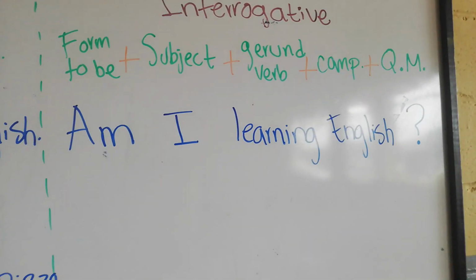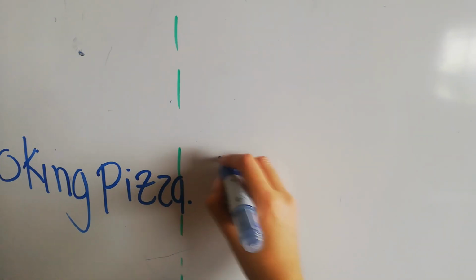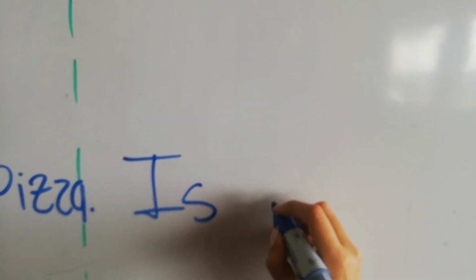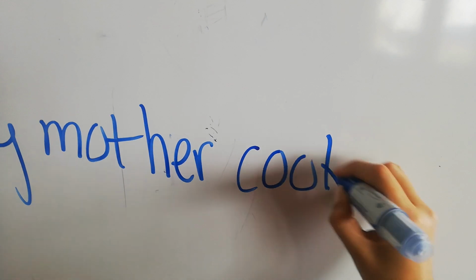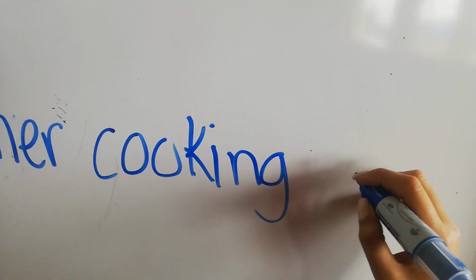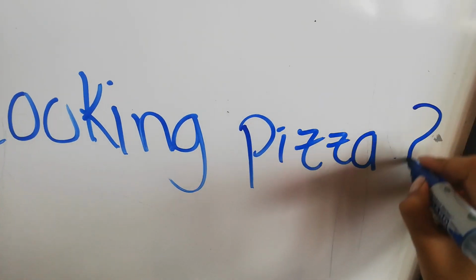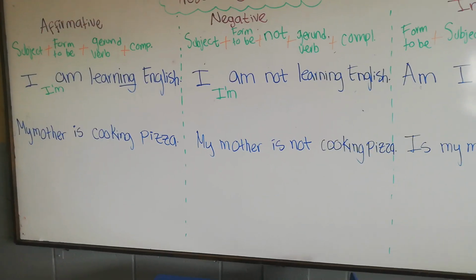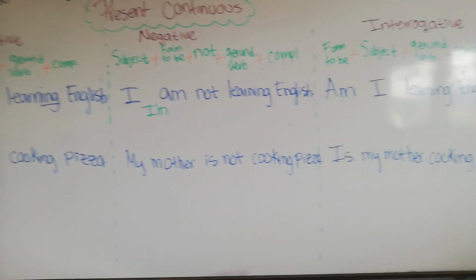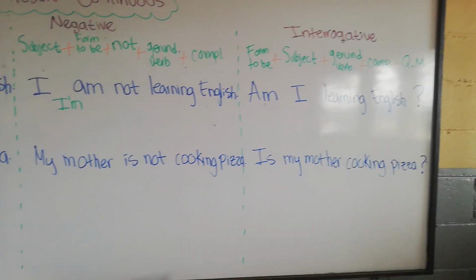Now, let's continue with an interrogative example. I start with the form to be. Is, the subject my mother, the gerund verb cooking, and my complement pizza? It's a question, so I will use question mark. Now, here you can see the comparison. My mother is cooking pizza. My mother is not cooking pizza. Is my mother cooking pizza?